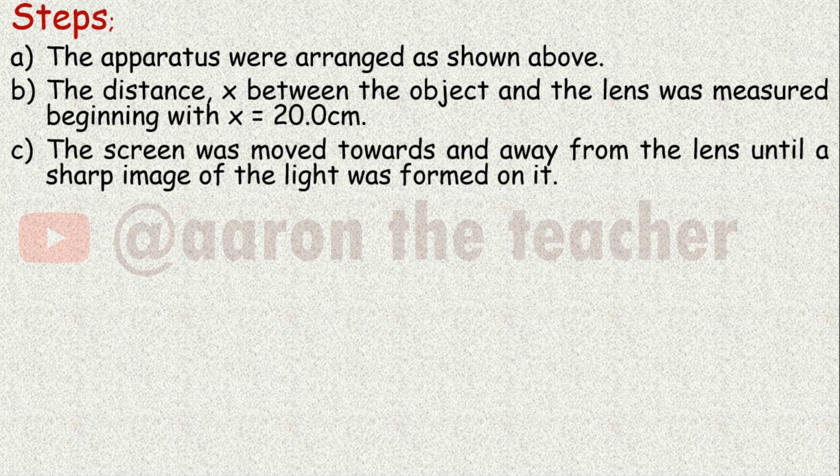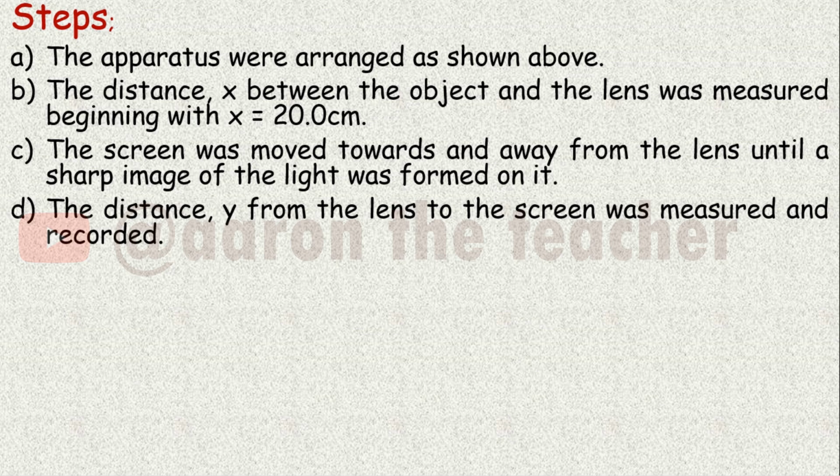Let's look at procedure C. Procedure C is saying that the screen was moved towards and away from the lens until a sharp image of the light was formed on it. Yeah, you move the screen towards and away until you find a sharp image. How does the sharp image form? Please, you are going to see which sharp image we mean when it comes to this procedure.